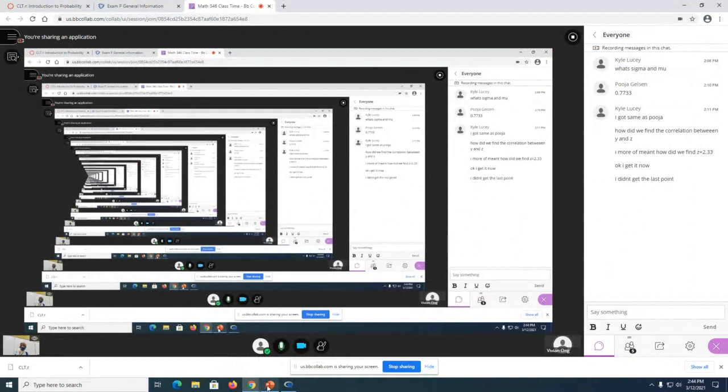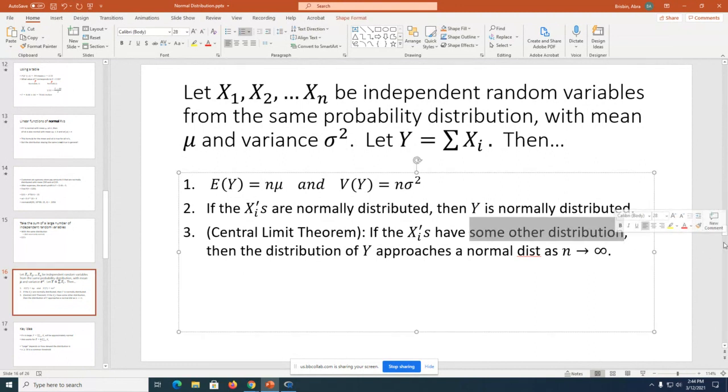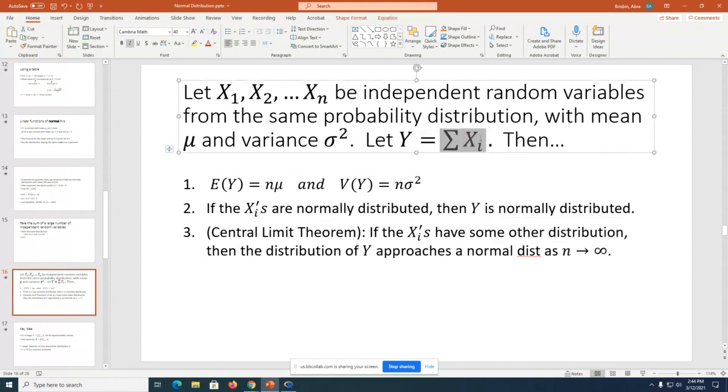Kyle says, I didn't get that last point. You want to see it some more? There it is. So this last point is the theorem that explains what we saw in R. That we started with some other distribution, a uniform distribution in that case, and we took the sum of 100 uniform random variables, and we saw that that histogram was close to being a normal distribution.